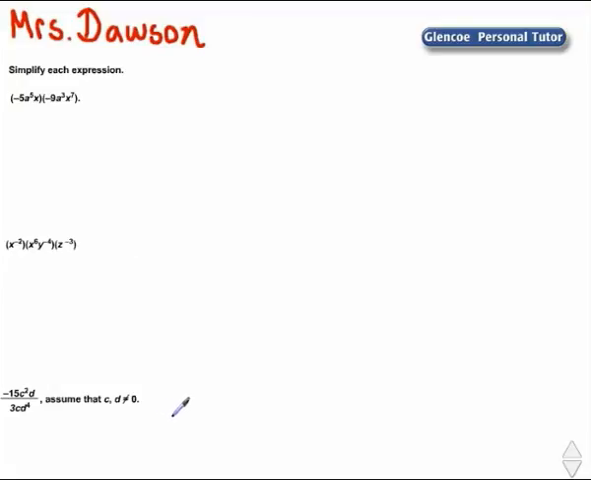Negative 15c squared d divided by 3c d to the 4th. Assume that c and d do not equal 0. Let's begin with the first one.